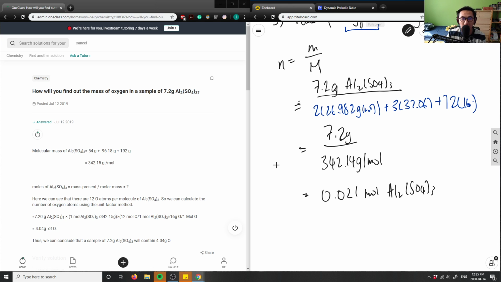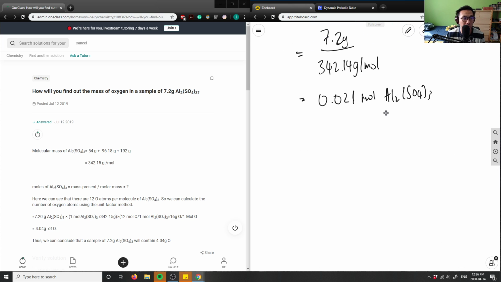So what we can do now is we have the moles and we have the molar mass. What we can do is do a proportion, right? So basically what that means is we look at our chemical formula here. It's Al2(SO4)3, right? So in total we have 2 aluminum atoms, we have 3 sulfur atoms, and we have 12 oxygen atoms, right? So all of these make up the aluminum sulfate, right?